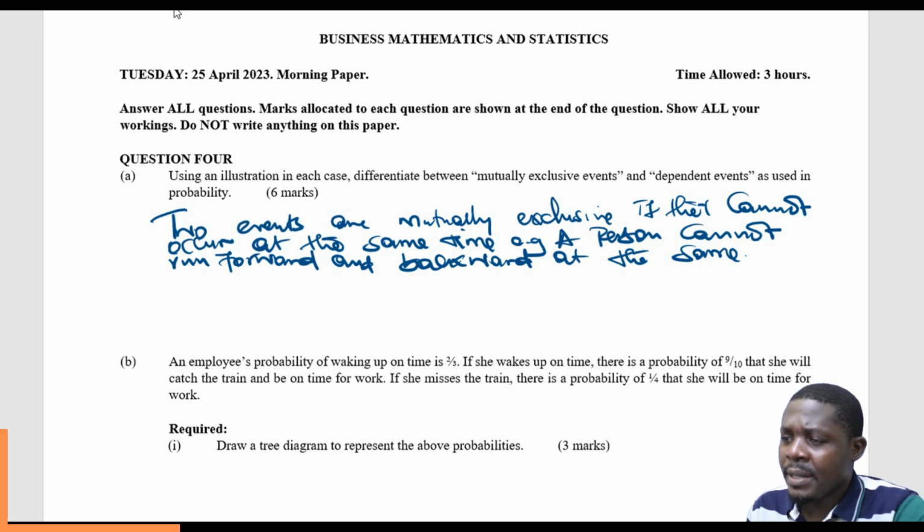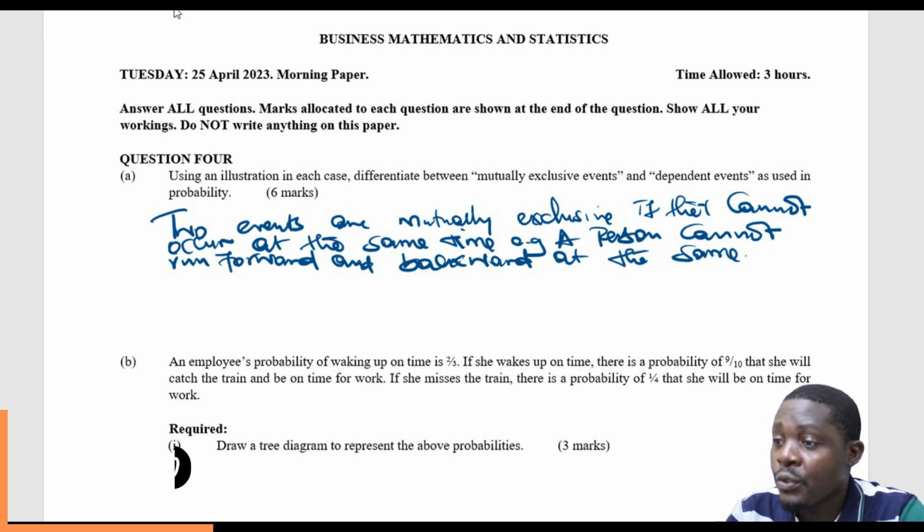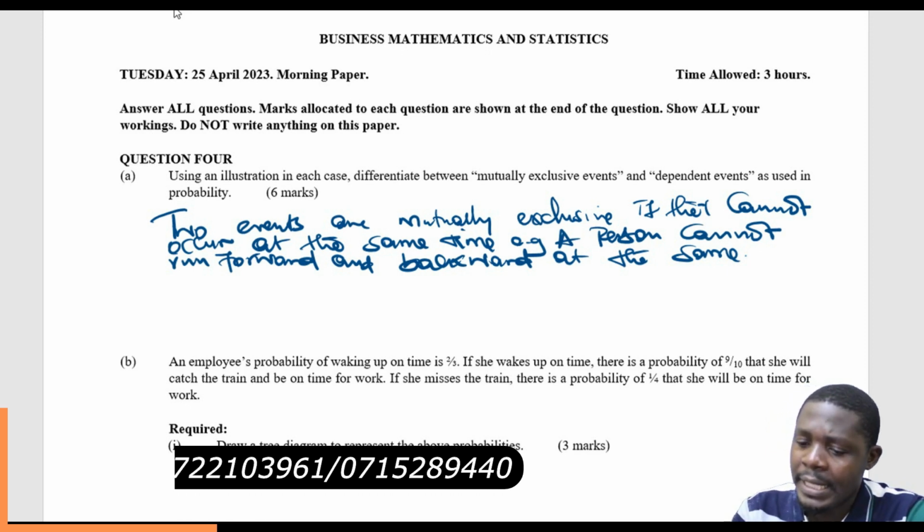Or the common example we shall say, when you are tossing a coin, the happening of the head prevents the happening of the tail. You cannot say that the tail and the head are happening at the same time. Now those two, the head and the tail, are mutually exclusive events.